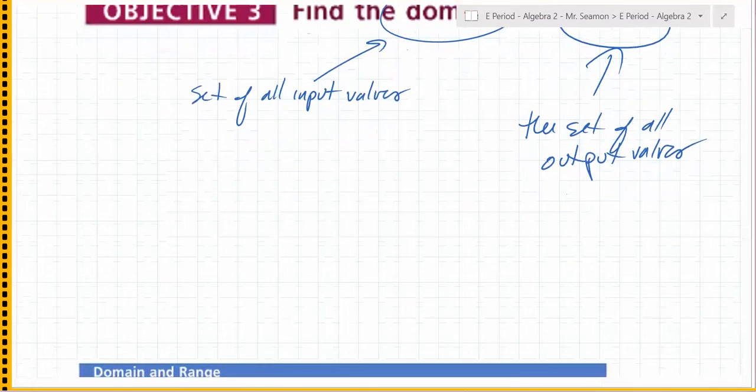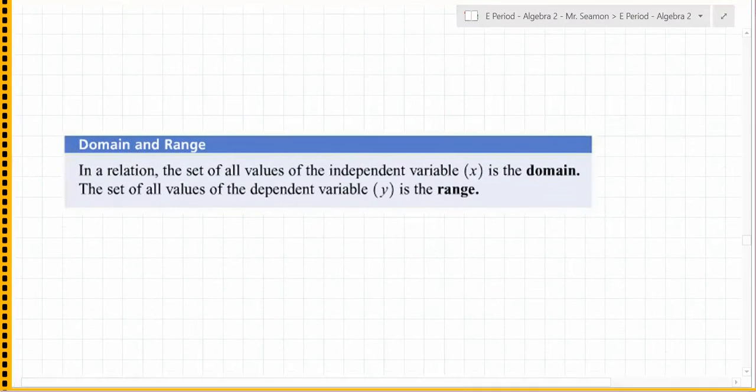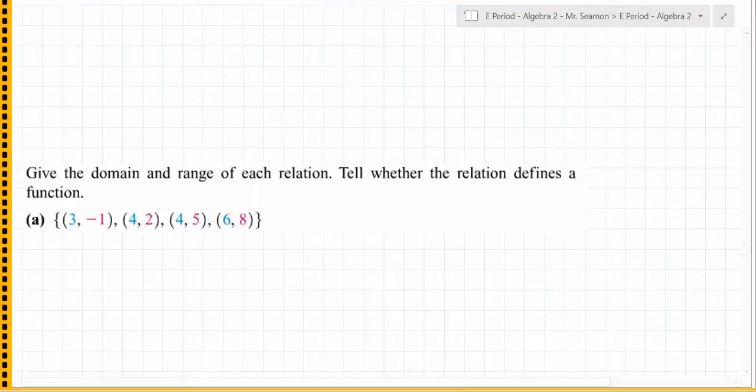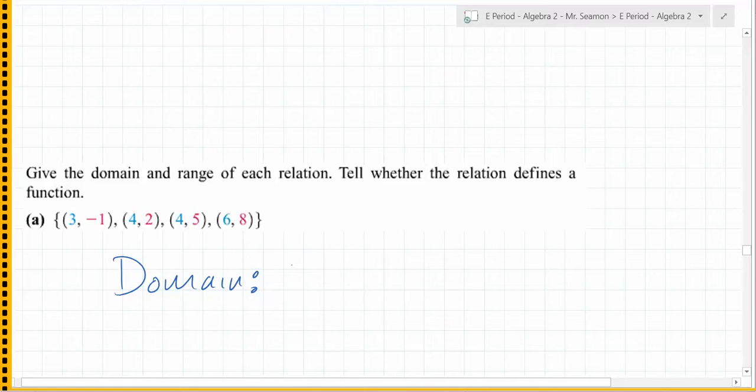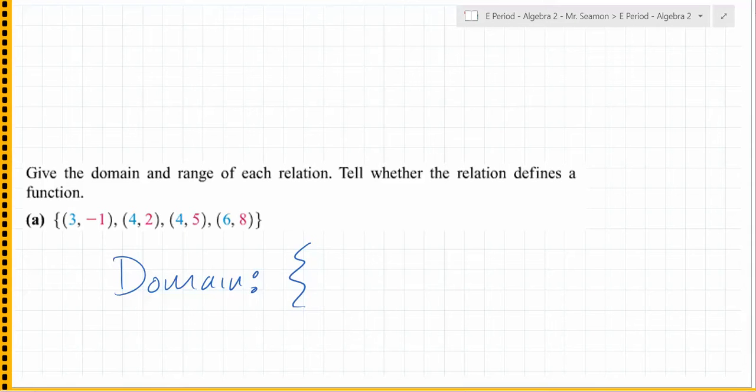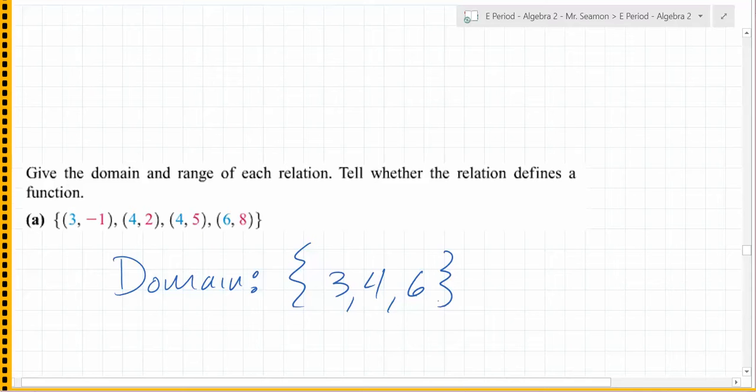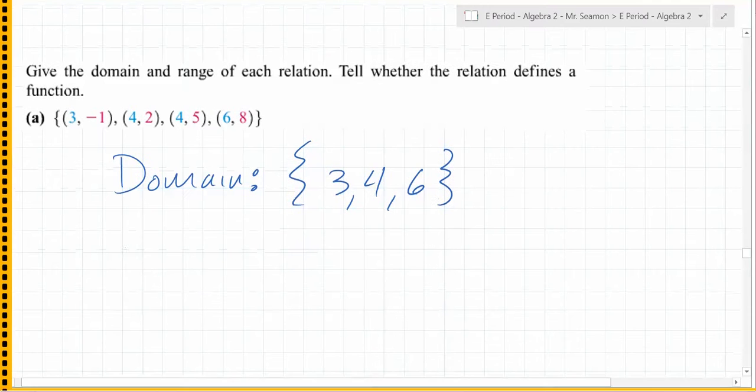So if I gave you this relation right here, can someone just tell me really quickly what is the domain of that relation? What are the input values? 3, 4, 6. Why don't I write 4 twice? You just don't have to. It's already there. The domain is the set of all input values. Theoretically, you could say 4, 4, 4, 4. No, it's just 4.